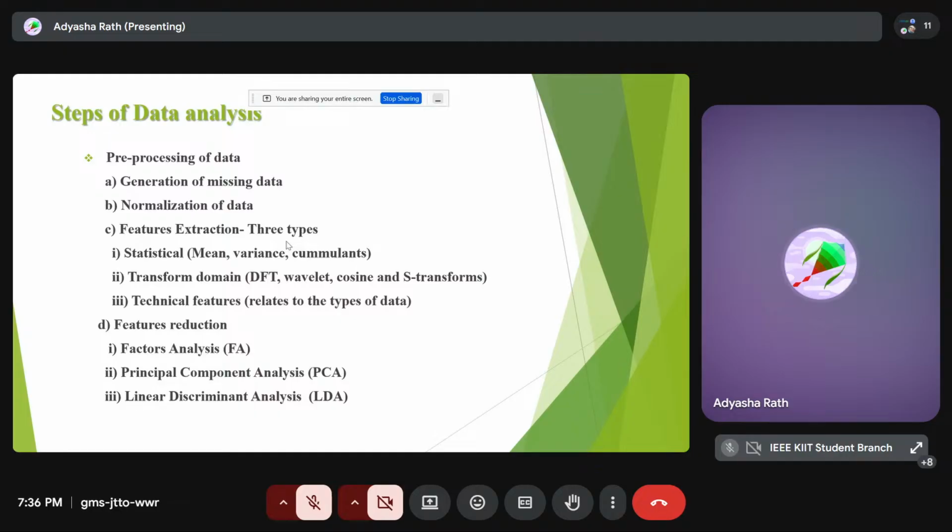Feature reduction is what? Factor analysis, principal component analysis, linear discriminant analysis. So there are different types of feature reductions also. Another one is independent component analysis, ICA. So why are we using feature reduction? That means suppose the dataset is too huge and large and the features are more and the researcher wants some features to be reduced. So at that time you will be using feature reduction.